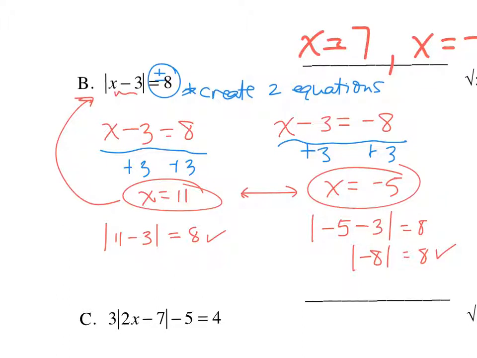Okay? So there are two answers. And the reason why there are two answers is because the number inside the absolute value could be positive or negative. Okay? So we would simply say x is equal to 11, x is equal to negative 5.